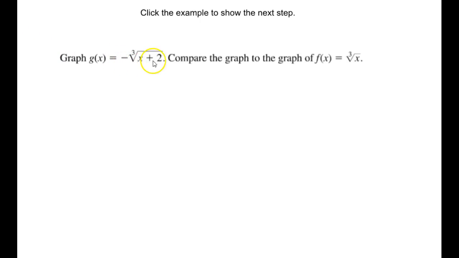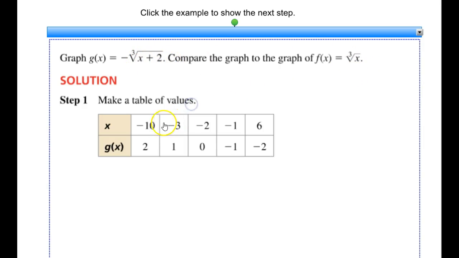So now here we're going to graph this negative cube root of x plus 2 and then compare it to my parent function. So again, I make a table of values. Here I've selected these values because I know if I put a negative 2 in here, it will get me 0, and I know the cube root of 0. I put a negative 1 in here because negative 1 plus 2 gives me 1. I used 6 because 6 plus 2 gives me 8, and those are some values that I know the cube roots of. So that's where I picked these values from.